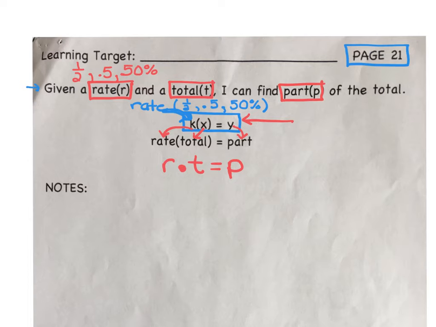So our formula that we'll be using is R times T equals P. R stands for rate, T stands for the total amount, and P stands for the part we're looking for. Let's work through an example.